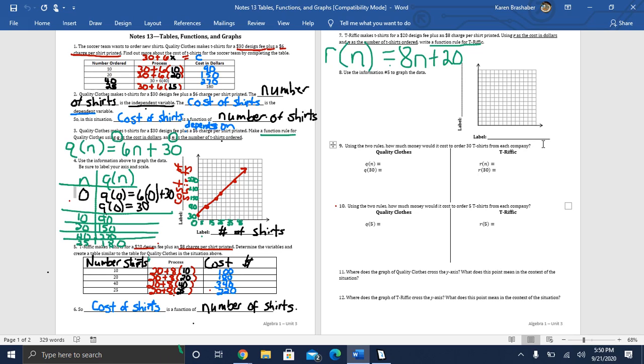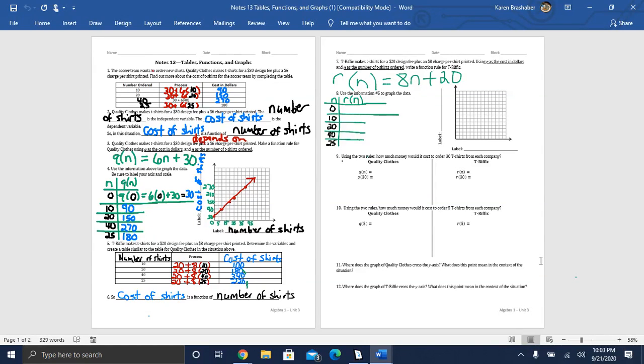And so R of N equals 8N plus 20. And then we can use that information to set up our table so that we could make a graph. So we've got N and we have R of N. So we're going to look at your second page where it asks for a table, and we've already defined the function R of N equals 8N plus 20.